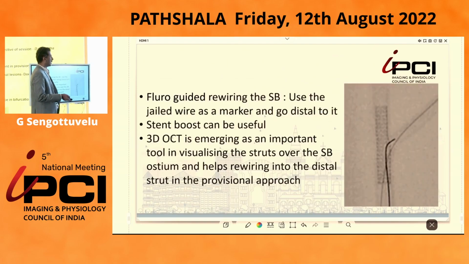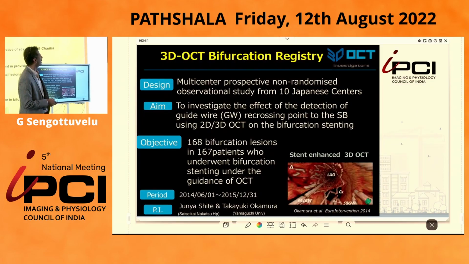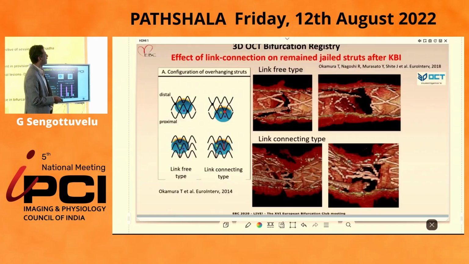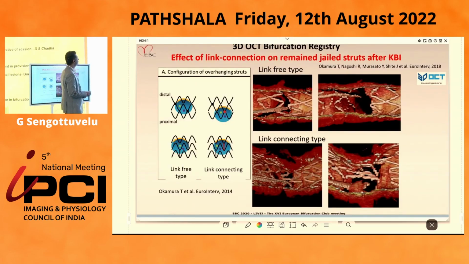We can do this by fluoro; I think we all use fluoro, using a jailed wire as a marker and going distally, or sometimes using StentBoost as help. But particularly, 3D OCT is now very important and useful. This is a Japanese study where they have shown that when you use OCT to guide the wire recross, we can achieve more than 84%, as opposed to only 67% with angio-guided rewiring into the distal strut. What they found was in OCT studies, 3D OCT, as well as OFDI studies, where they had a carpet view.